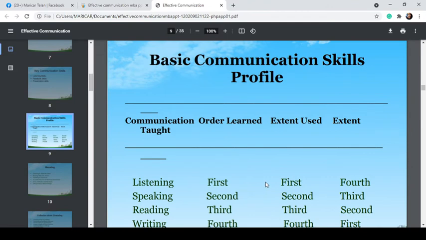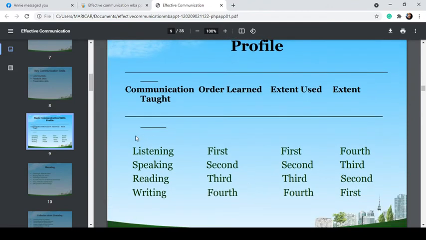So we have basic communication skills like listening, speaking, reading, and writing. This is the first order to fourth. When you speak, second order to third. When you read, third order to second. And when you write, fourth order to first.